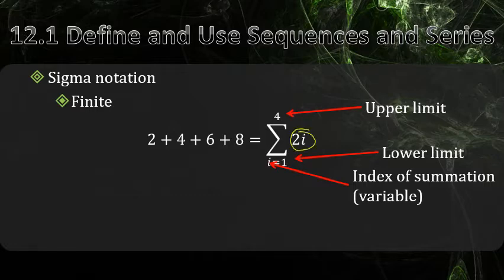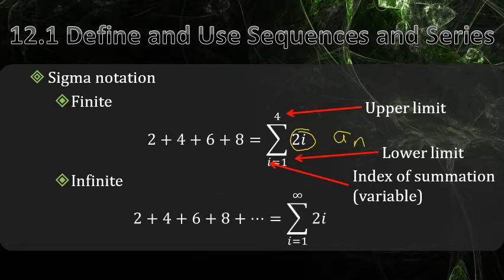And that is your rule for the nth term. That's your a_n formula. If it's infinite, our upper limit is infinity instead of just a number.